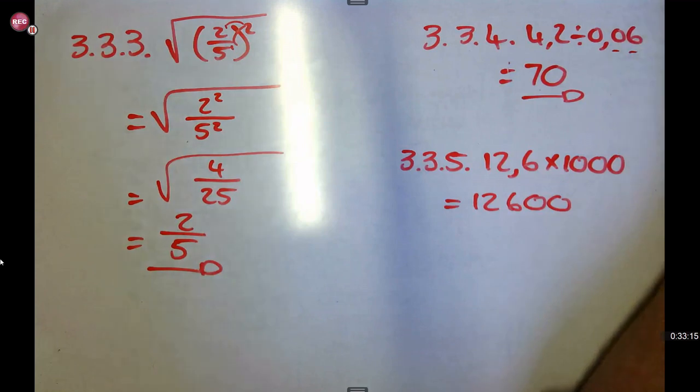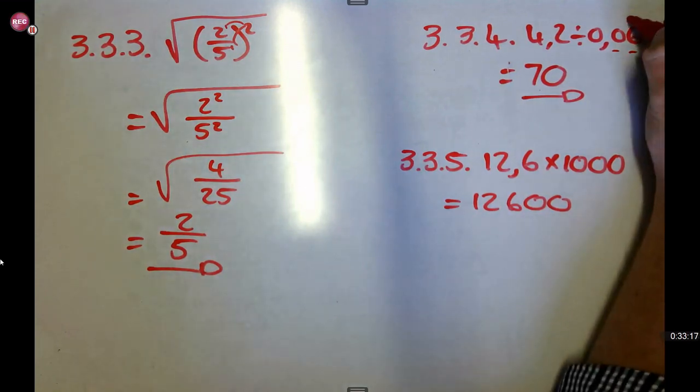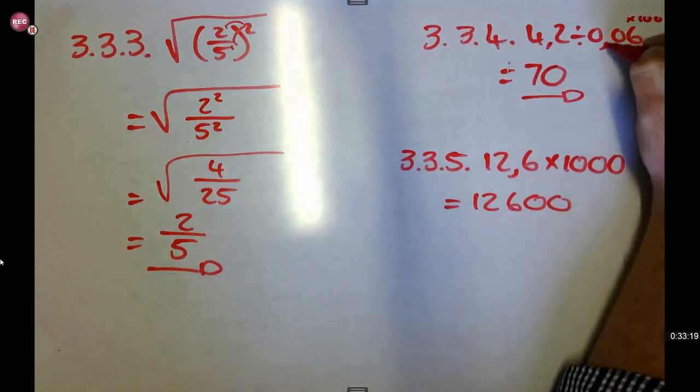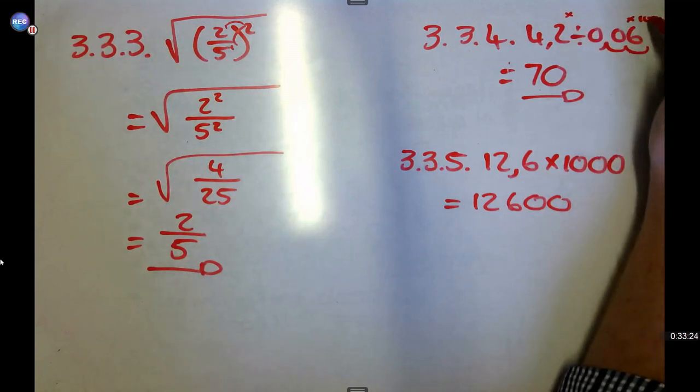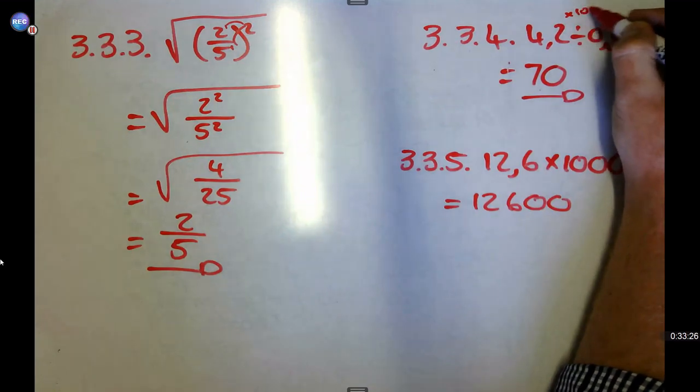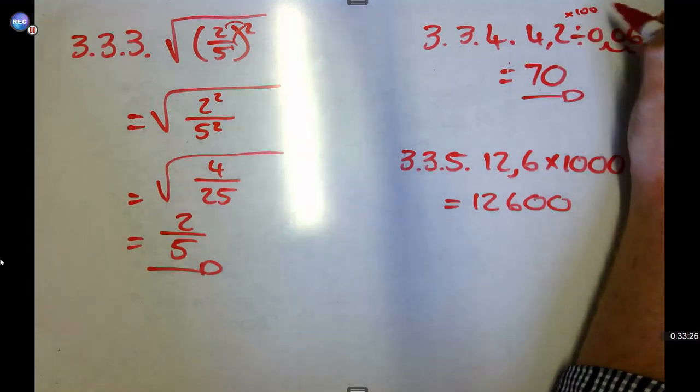So this decimal fraction has 2 places. So you're going to multiply by 100, in order to move the comma 2 spaces to the right. Over here, if you multiply with 100 here, you need to multiply with 100 here as well, to move the comma up 2 spaces to the right.